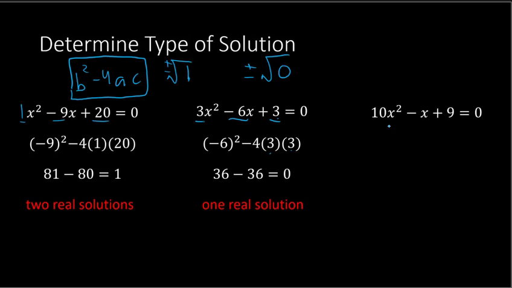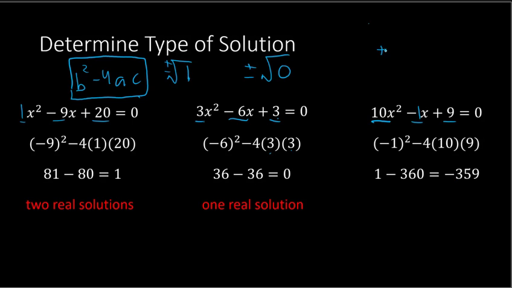Here's the third example. We have 10x squared minus x plus 9 equals 0. So again, we can use the b squared minus 4ac, where a is 10, b is negative 1, and c is 9. If you plug those numbers in, we're going to get negative 1 squared instead of b squared, minus 4 times a, which was 10, times c, which was 9. So we have 1, and then minus 4 times 10 times 9 is negative 360. And that gives us 1 minus 360, or negative 359.